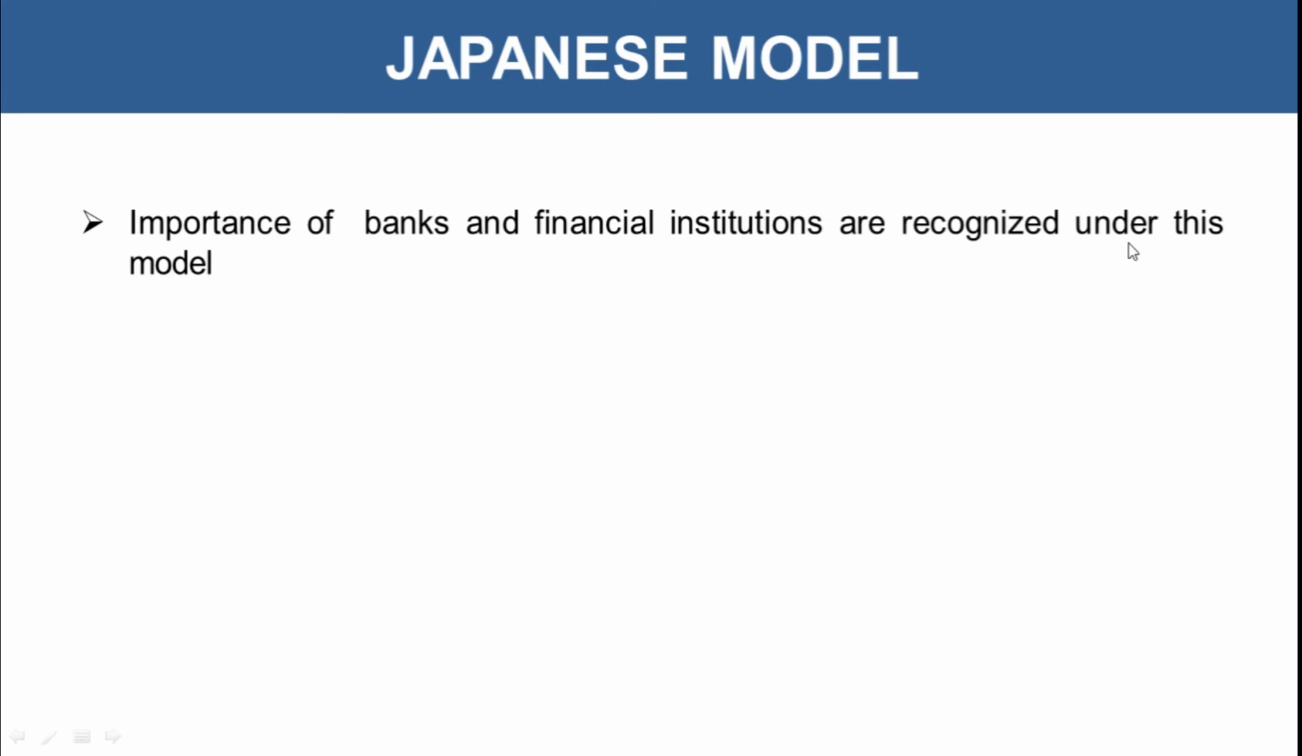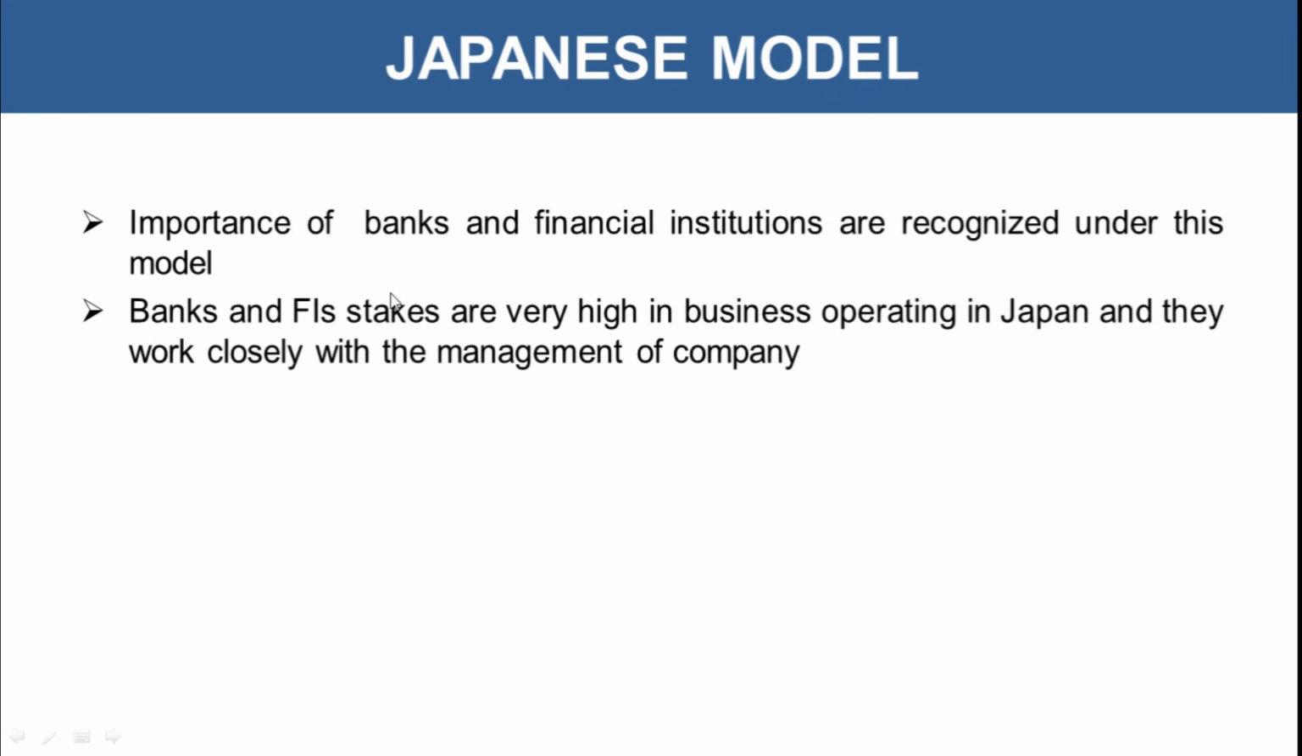Now let's see the Japanese model. What was different in the Japanese model compared to the Anglo-American and German? Here the importance of banks and financial institutions was recognized. So in the Japanese model, banks and financial institutions were given importance, which was not the case in any other business model at that time. Let's see how.